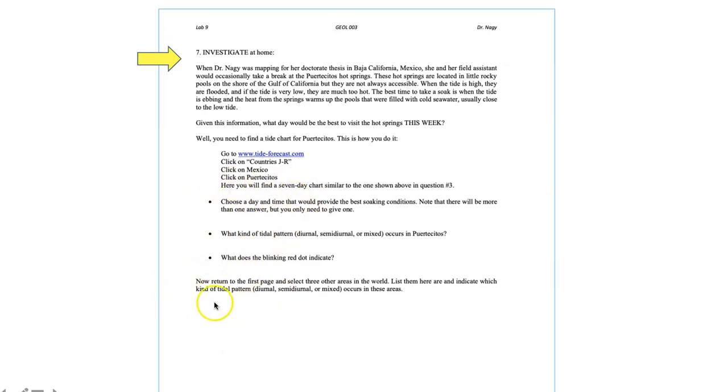Finally, the last one says, using this website, go to 3 other areas in the world and describe the kind of tidal pattern, diurnal, semi-diurnal, or mixed. So that's really wide open. You just have to find 3. You could try to find one in each category, and that's up to you. But I want you to just check out the website. And that's it.